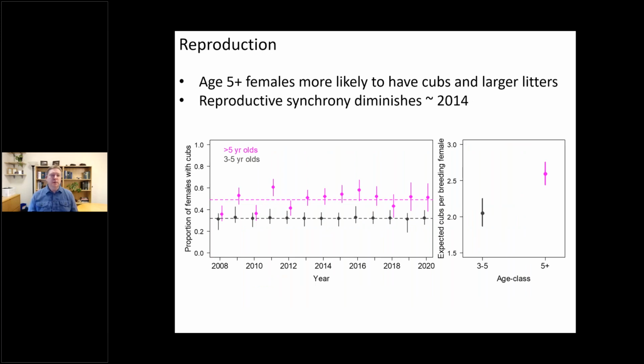In terms of reproduction, we again tease this out into our age classes of age 5+ females versus 3 to 5 year olds, and a couple of things really pop out in this figure. On the left-hand side, what you're seeing is the proportion of females in each age class that had cubs in each year. About 50% of the females greater than 5 years old had cubs in any given year, whereas about 30% of the females age 3 to 5 would have cubs in any year.